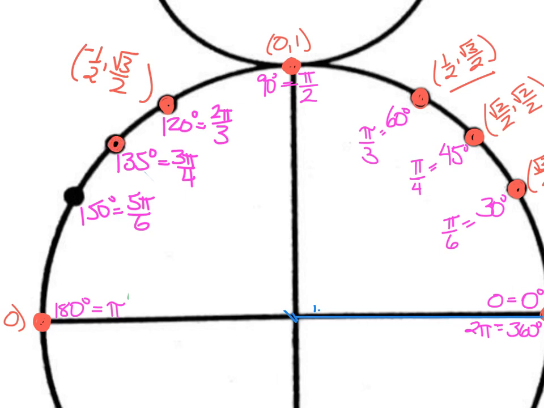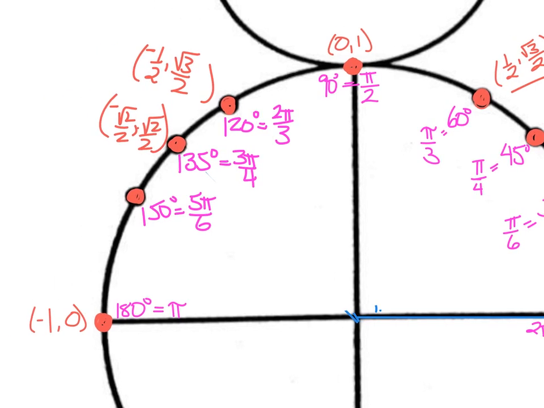Similarly, for the 135 degrees, or 3 pi over 4, its ordered pair is the same as the 45 degree angle, root 2 over 2 and root 2 over 2. However, because we're in the second quadrant, the x-coordinate is negative. And the same thing happens for our 150 degree angle, that being our 30 degree angle that's in the second quadrant. It's going to have the same coordinates as our 30 degree angle, so it'll be root 3 over 2 and 1/2, but of course our x-coordinate is going to be negative.